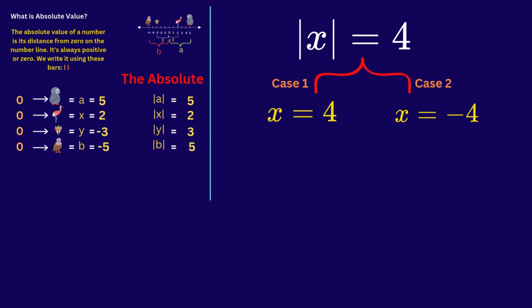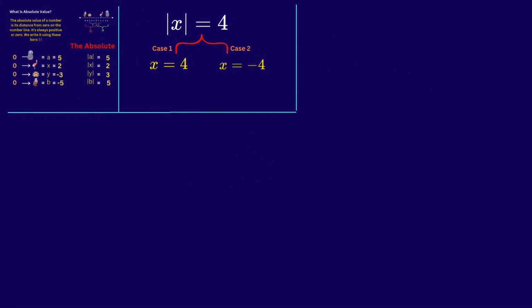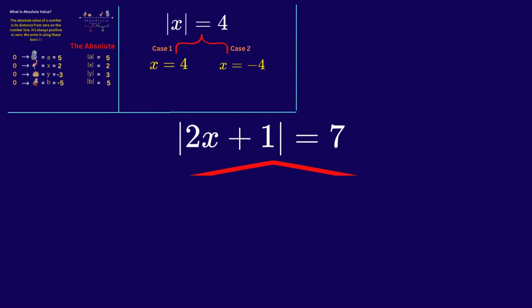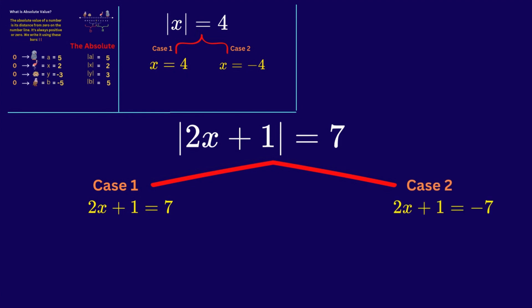Let's apply absolute value to a linear equation. Let's take an example. If we have the absolute value of 2x plus 1 is equal to 7, what does this mean? That we're going to have case number 1 and case number 2. In case number 1, we're going to multiply the 7 by +1. In case number 2, we're going to multiply the 7 by -1, which will give us 2x plus 1 is equal to -7. So let's now solve each of the cases.